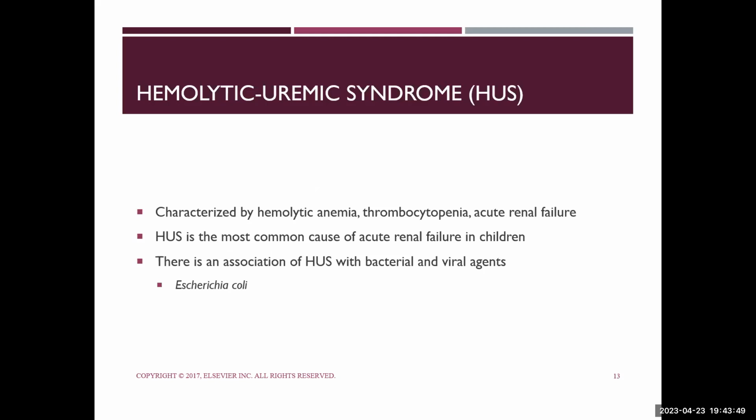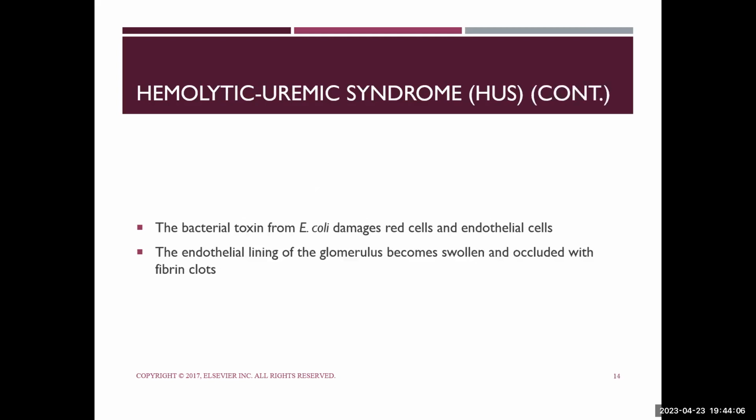Hemolytic uremic syndrome is the most common cause of acute renal failure in children, and it's usually associated with bacteria, less often with viral agents, usually Shiga toxin producing strains of E. coli or Shigella flexneri. This toxin will damage red cells and endothelial cells. The damaged endothelial cells induce the formation of clots.